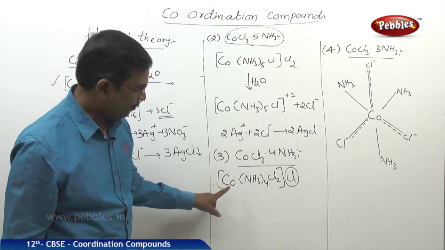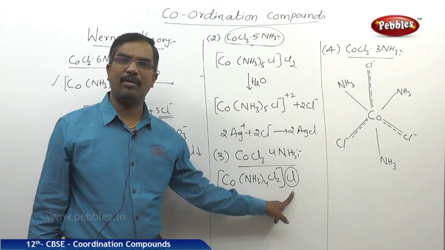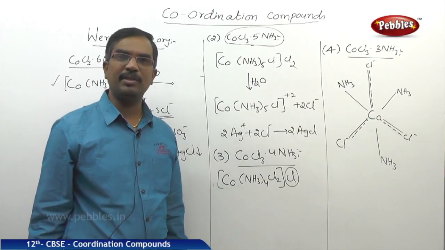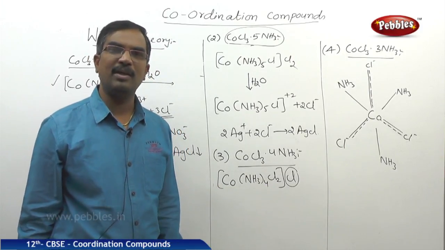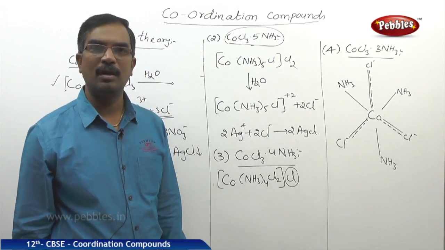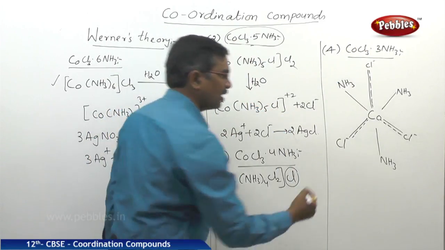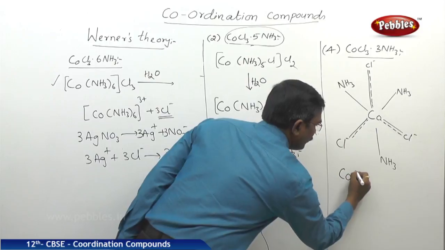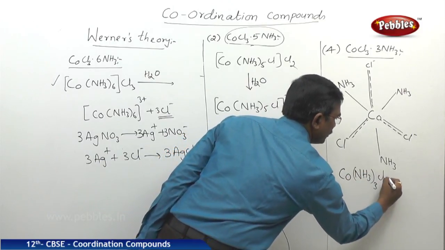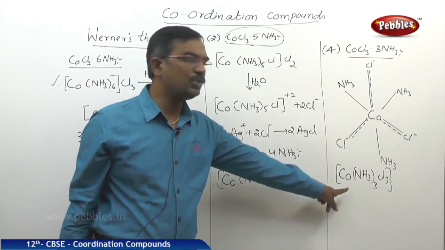The reason is 1 mole of this complex is able to give us 1 mole of chloride ions. That's why when we add excess of AgNO3 to the aqueous solution of this, definitely 1 mole of AgCl precipitate will be formed. And coming to the last case here, this fourth complex we can represent like [Co(NH3)3Cl3]. So this is actually a neutral complex.